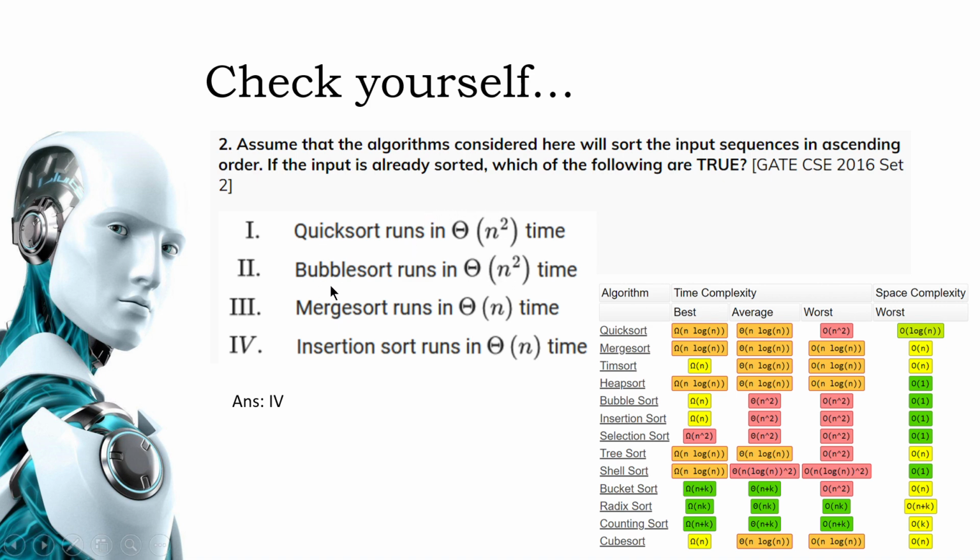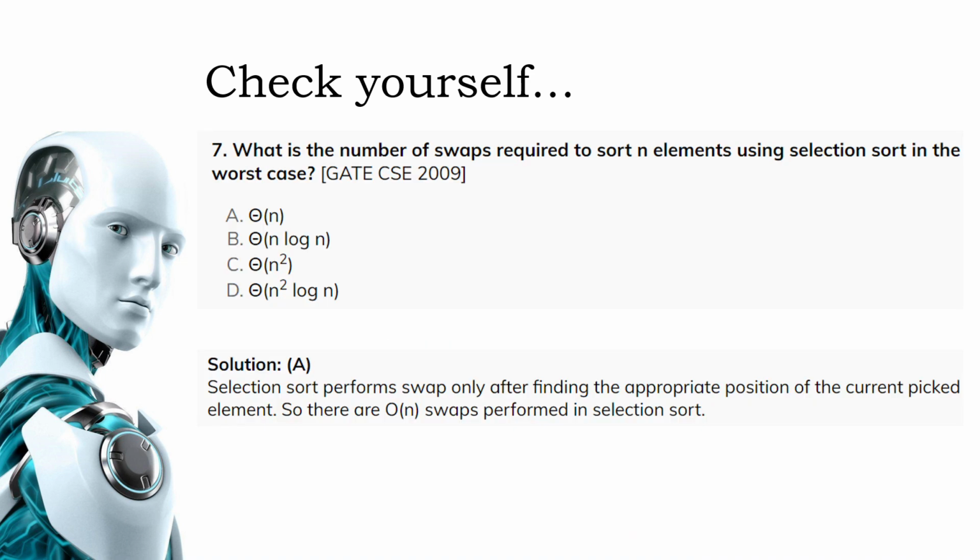Next, for bubble sort, it's actually n, it's not n square for best. Next, for merge sort, we know that for all cases it is n log n, it's never n. For the fourth one, insertion sort, the best time is only big O of n. That's correct. So the answer is the fourth option. Good. Next, coming to the third question.